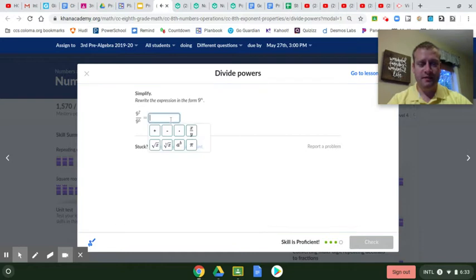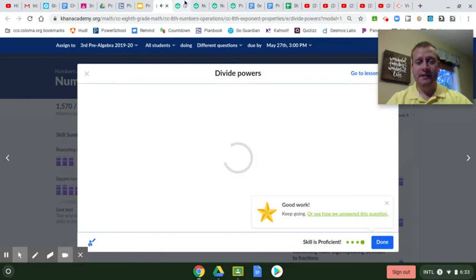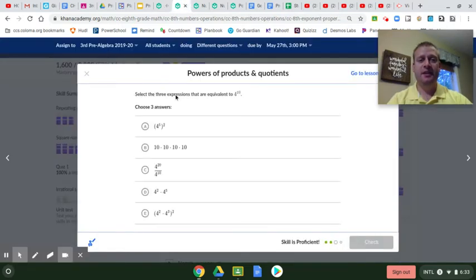And then 9 to the 7th over 9 to the 5th. So 5 9s are going to be canceled out. We're not multiplying them anymore. What's left over is just 2. 7 minus 5 is 2. And then the other thing that you'll have to do is a review of both multiplication and division.